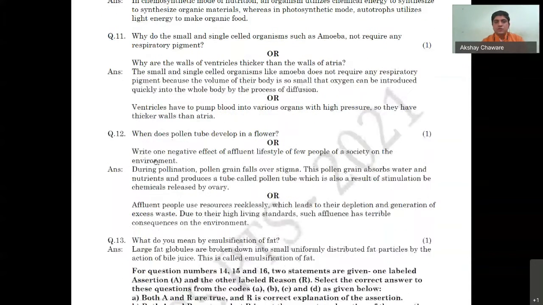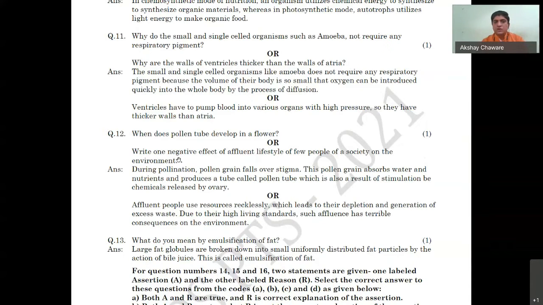Now in question number 10, when does the pollen tube develop in a flower? Obviously pollination is the concept, and that is the only expected answer. Pollen grains absorb water and nutrients and produce a tube-like pollen tube, as a result of stimulation by chemicals released by the ovary. That is the expected answer. Pollination, ये word आना चाहिए वहाँ पे. That is a keyword you can say. And pollen grains fall over the stigma. That is also important.